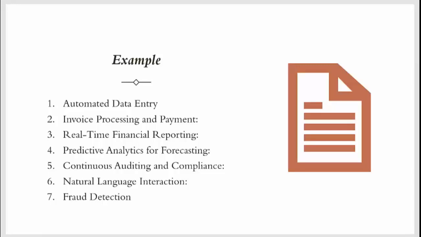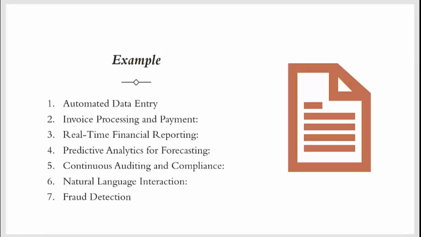4. Predictive analytics for forecasting. The AI system analyzes past sales data and predicts future revenue trends. This helps GreenTech plan its budget and make informed decisions about investments and expenses. 5. Continuous auditing and compliance. The AI system continuously monitors transactions for compliance with financial regulations.